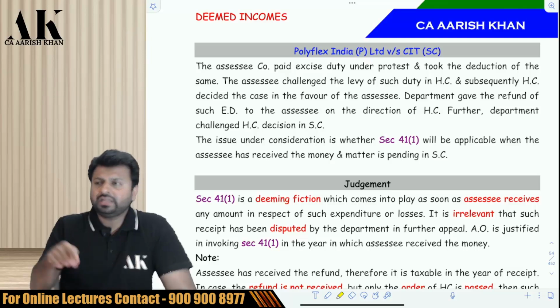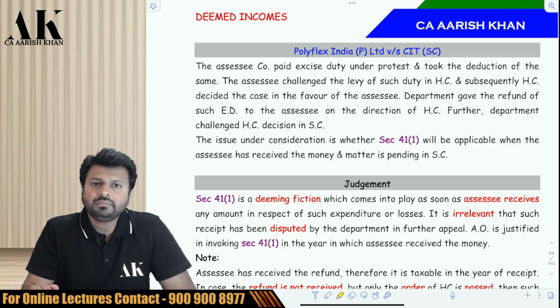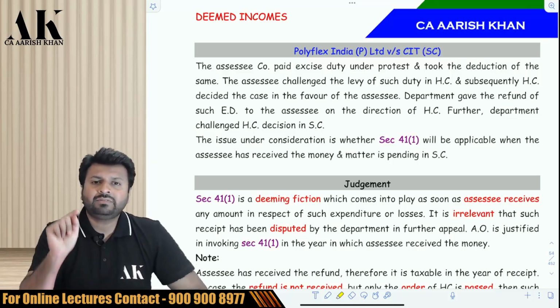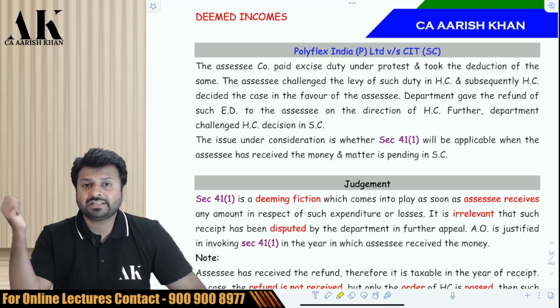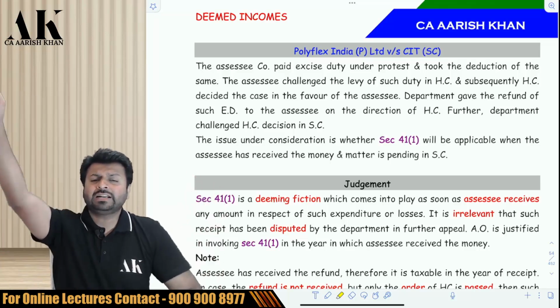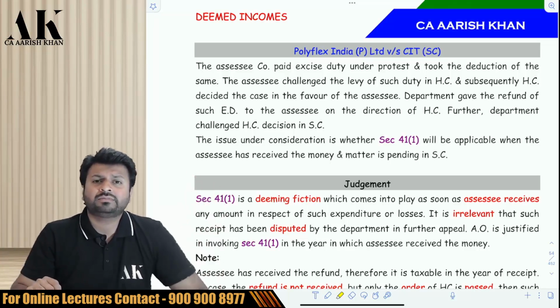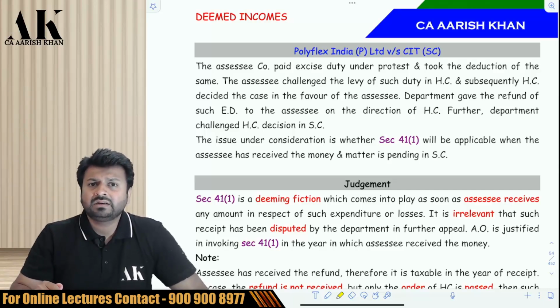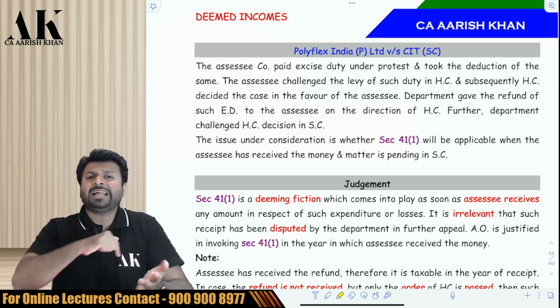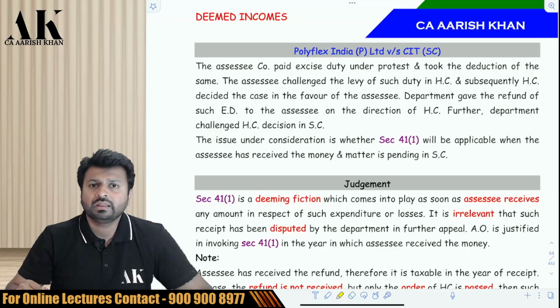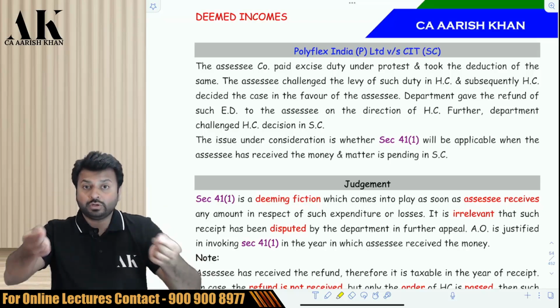So at the time of refund, it will be considered as deemed income. So the Supreme Court in the case of Polyflex India Limited has held that 41(1) is attracted the moment an expenditure which was claimed as deduction is recovered by the assessee, irrespective of whether the matter is sub judice in the higher court or not. If the matter is sub judice in higher court, it doesn't matter under 41(1). Today, if you have received the refund, you have to pay tax on that amount. Later on, whatever will happen, we will see in future. But 41(1) will be attracted if you receive the money.